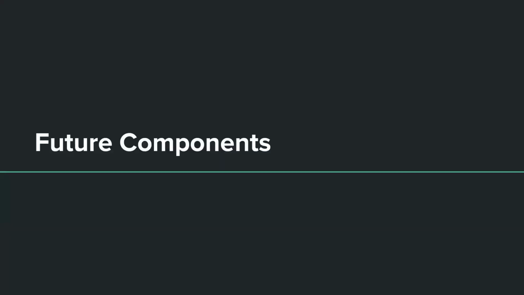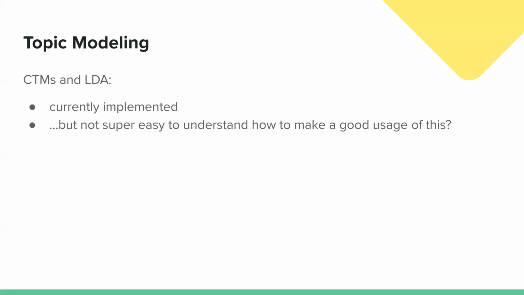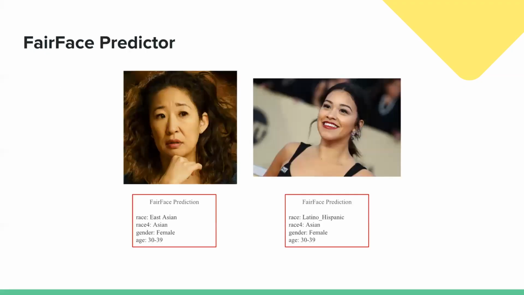There are also a bunch of future components that we are working on. The first one is topic modeling. CTMs and LDA are implemented, but I'm not sure how easy it is to use them. Topic models need to be run a couple of times, looking at the coherence to understand which is the best model. Currently, this does not fit very well with the Twitter Demographer framework, in which you just want to run things once and get all the results. We are also adding the FairFace predictor, a new paper that also predicts additional demographic characteristics of people.